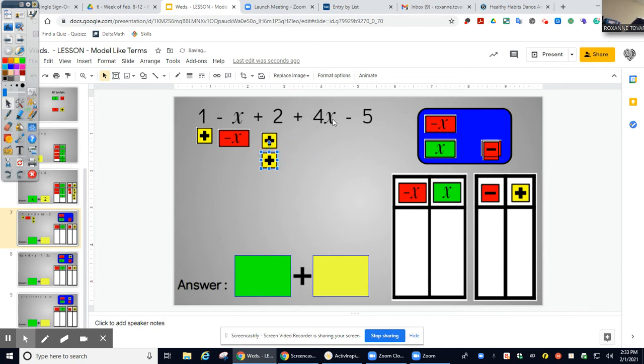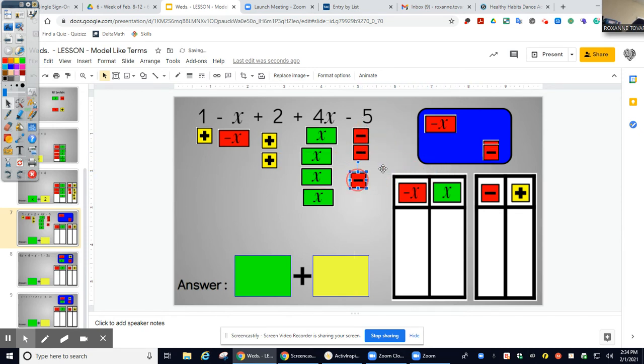Plus 4 x's. So we need to give 4 green x's since those are 4 positive x's. And then now I see 5 negatives, and they're just a regular "I'm a negative." So 1, 2, 3, 4, 5. Okay.